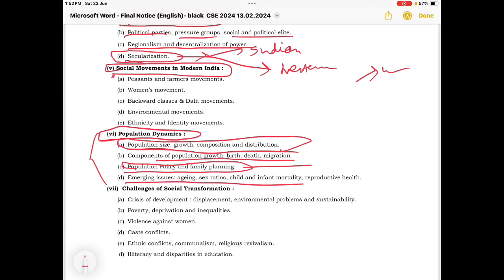So ageing, sex ratio, child and infant mortality, reproductive health. You will see here how, like NFHS, we have read the data, the NFHS-5 survey which happened recently. So how much is the infant mortality?